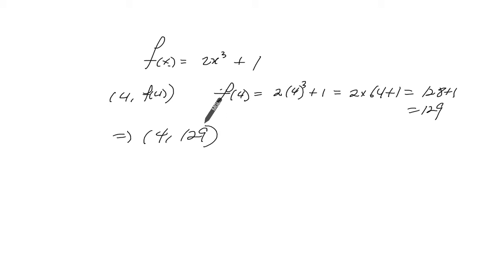Part B: find the ordered pair on the inverse relation that corresponds to the ordered pair from part A. Okay, this is A. The inverse relation is going to be (129, 4). Just switch the x and y values.